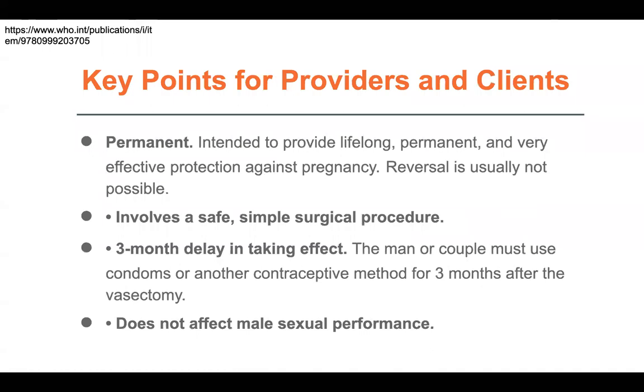Key points for providers and clients. First, it is permanent, intended to provide lifelong, permanent, and very effective protection against pregnancy. Reversal is usually not possible. It involves a safe, simple surgical procedure. There is a 3-month delay in taking effect: the man or couple must use condoms or other contraceptive methods for 3 months after the vasectomy. It does not affect male sexual performance.